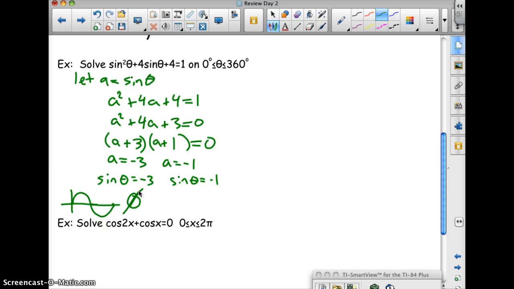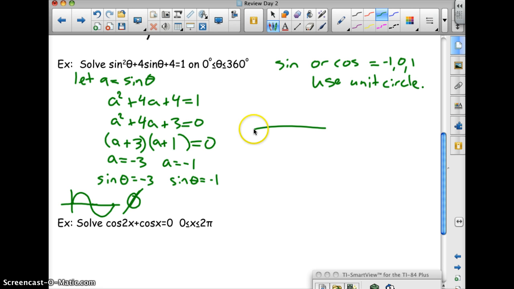This other one here, sine theta equals -1, I'm not going to use reference angles here. This is the exception to the rule, right? When I have sine or cosine equal to -1, 0, or 1, I'm going to use the unit circle. So I don't use reference triangles in this case, all right? So just keep that kind of trick in mind there. Makes your life easier. 1, 0, 0, 1, -1, 0, and 0, -1.